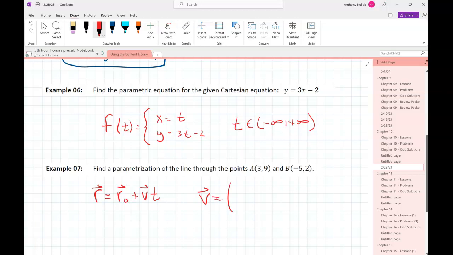head minus tail rule, right? But we have to swap them. No, we don't. Never mind. I lied. I'm dumb. We're not doing that. And r naught could just be either of my two original points. I'm just going to pick the first one.